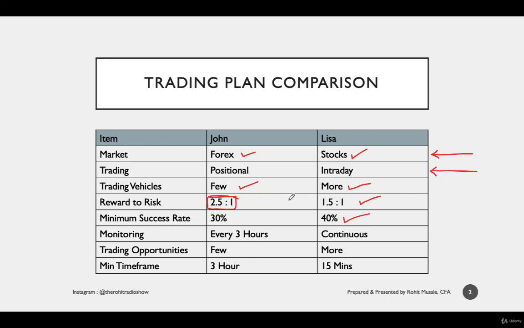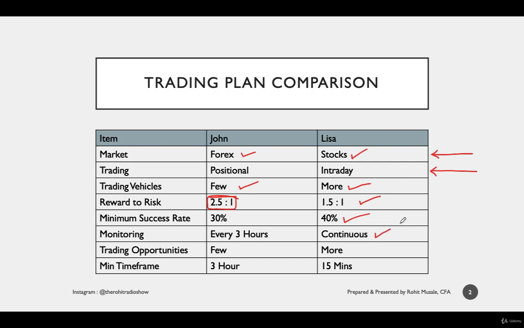That is the question you need to ask, and I would recommend that you go back to the risk management module and study that concept. This is very important, this is the secret of professional trading. All professional traders know this concept, and all amateur traders do not know how to trade the reward to risk ratio. As far as monitoring is concerned, obviously Lisa has to be on her toes.